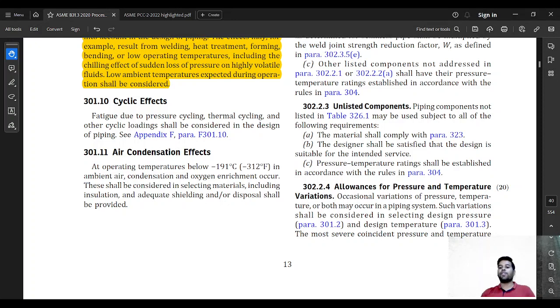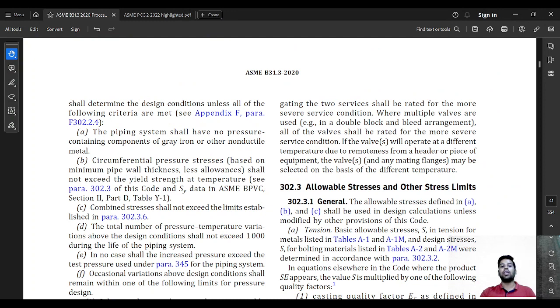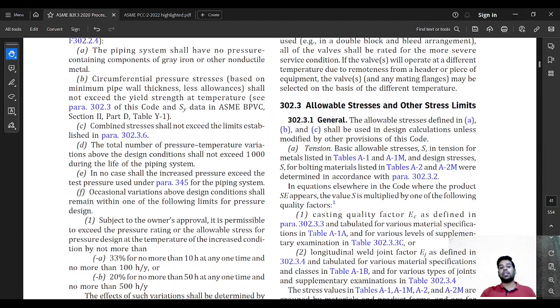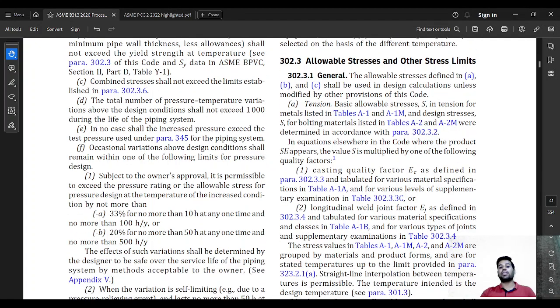So occasional variation of pressure, temperature or both may occur in a piping system. Such variation shall be considered in selecting a design pressure and design temperature. The most severe coincident pressure and temperature shall be determined the design condition unless all of the following criteria are met. The piping system shall have no pressure containing component of grey iron or other non-ductile material. Circumferential pressure stresses shall be based on the minimum pipe wall thicknesses less allowance and shall not exceed the yield strength at the given temperature. Combined stresses shall not exceed the limit established in paragraph 302.3.6.